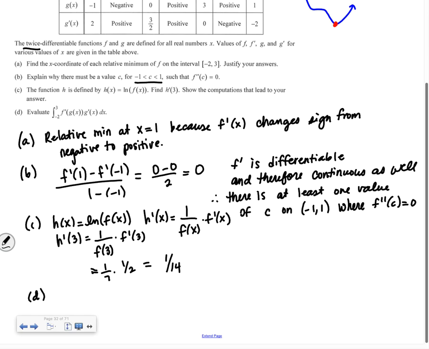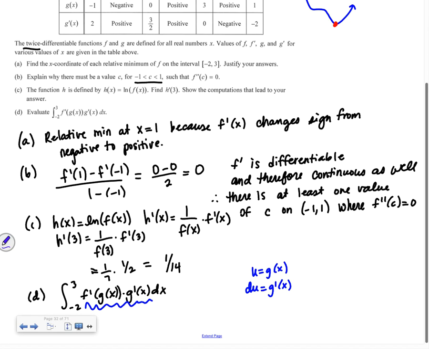And then part D says evaluate the integral from -2 to 3 of f prime of g of x times g prime of x dx. All right, and this is something that maybe you don't recognize at first. You're like, oh, this seems complicated. How do I do this? Okay, but what you need to realize is that this is the chain rule, right? And the opposite of the chain rule is a u substitution. So if you let u equal g of x, right, du then would be g prime of x, and you could go all the way through that problem.